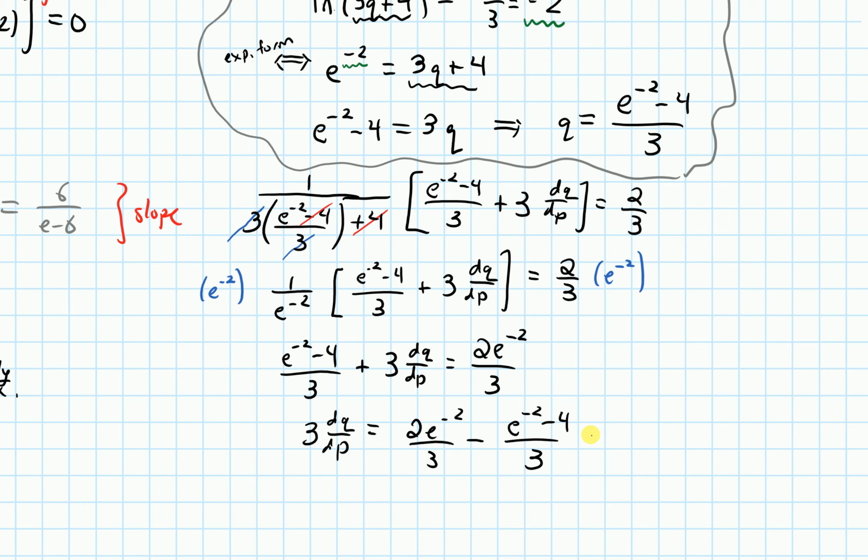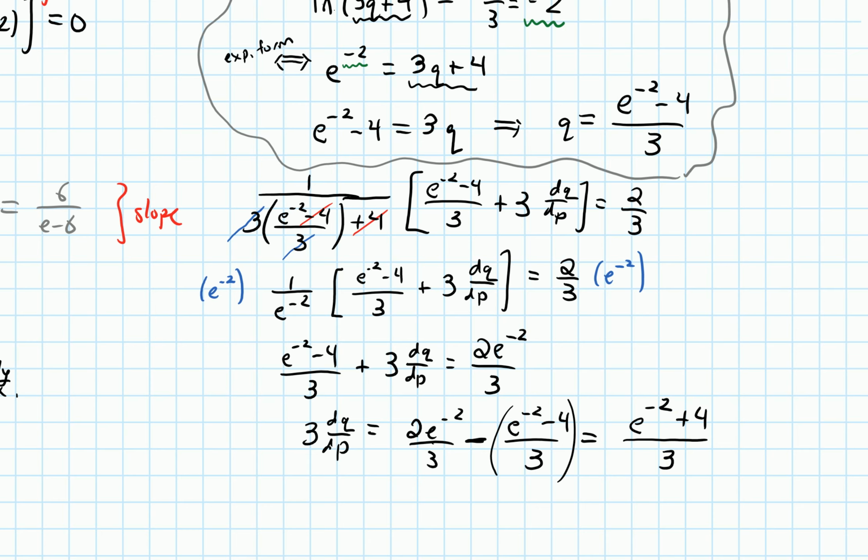Okay, and then we could subtract these. When I subtract these fractions, because they have the same denominator, 2e to the negative 2 minus e to the negative 2 is e to the negative 2. And when you apply this negative sign to the negative 4, remember, we're going to have to distribute the negative sign. So we'll get plus 4 over 3.